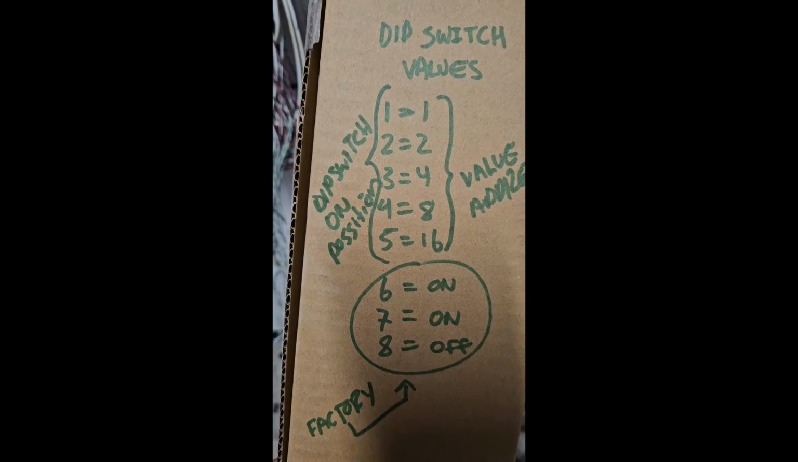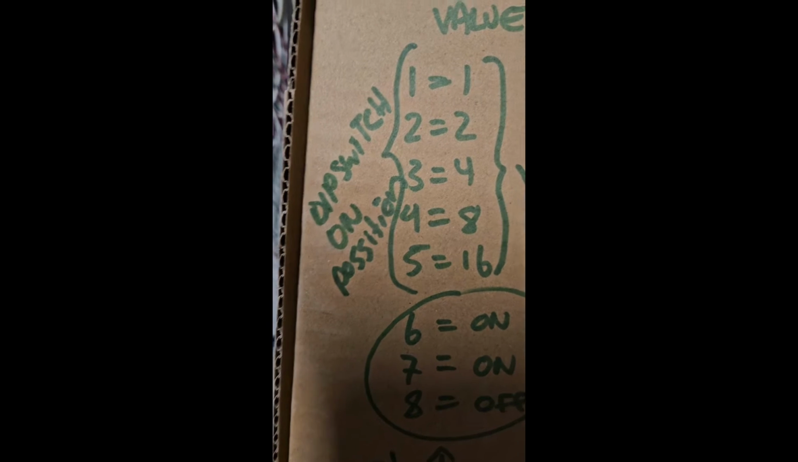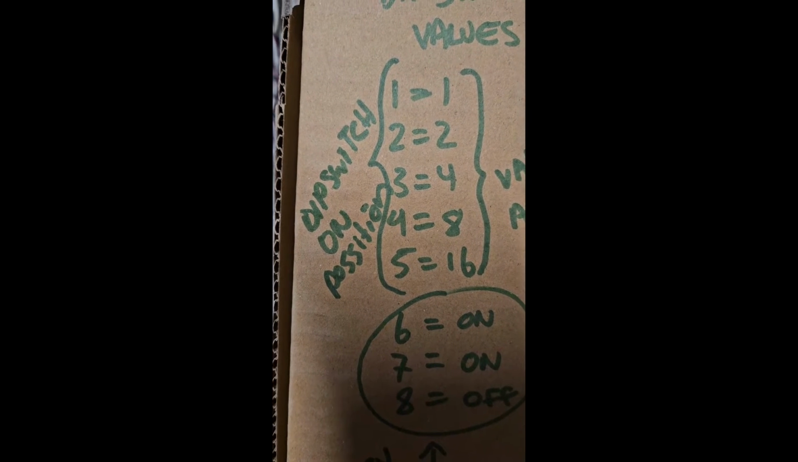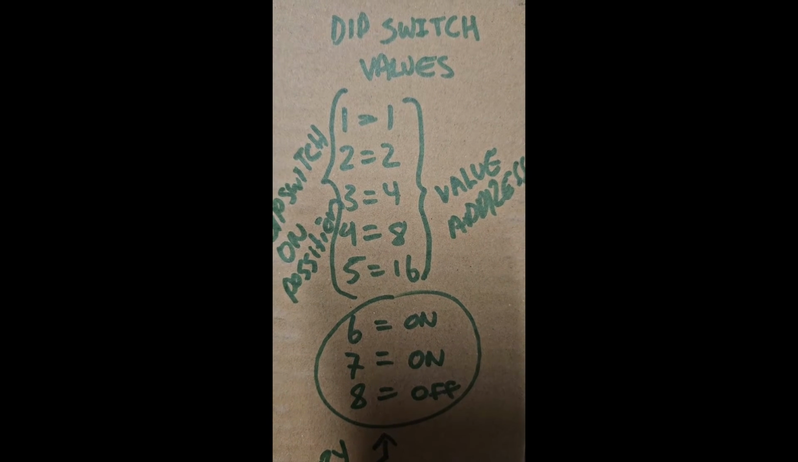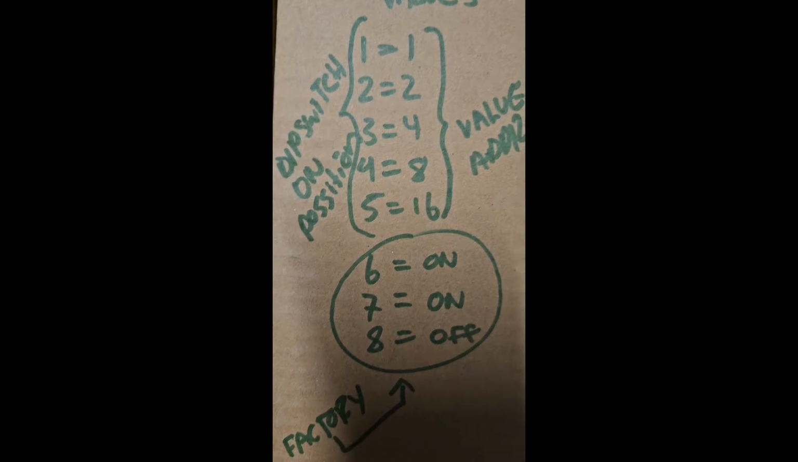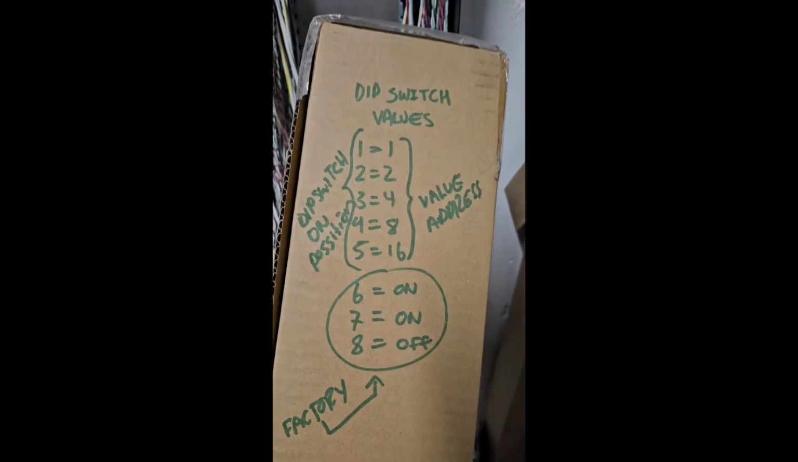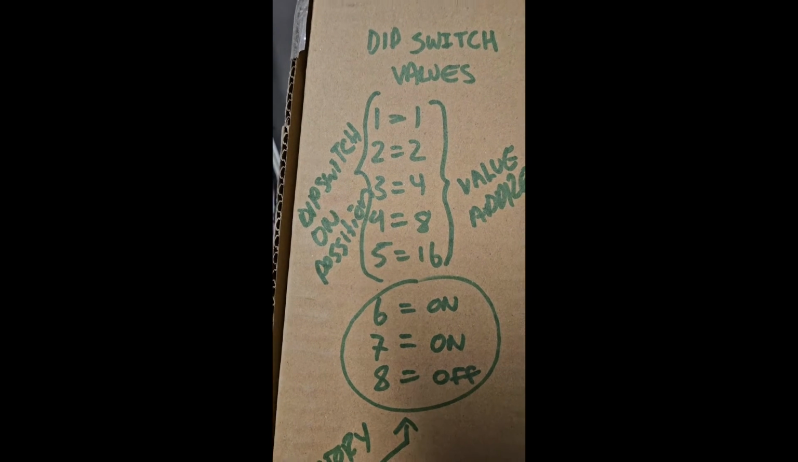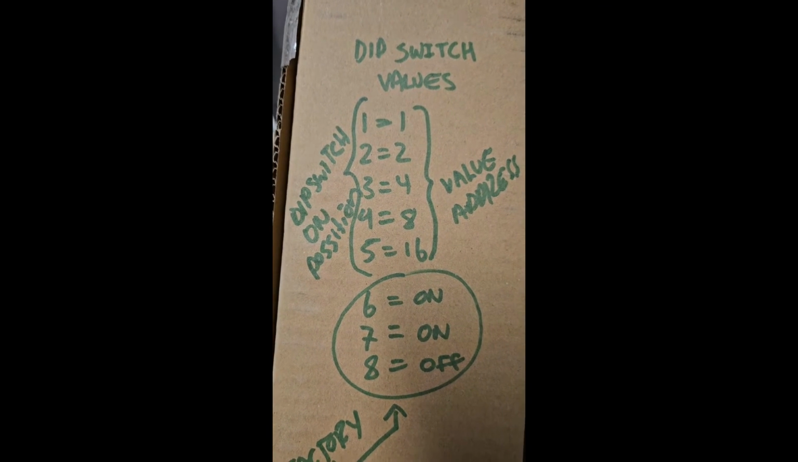It's on the left hand side where it says dip switch on position. That means that whenever you have that dip switch turned on, it will give you the value of 1. Okay, and then 2 equals 2, 3 equals 4, 4 equals 8, and 5 equals 16. So that's if you turn that dip switch on, right? So if you wanted the value of 1, you would just have dip switch number 1 on and the rest off.